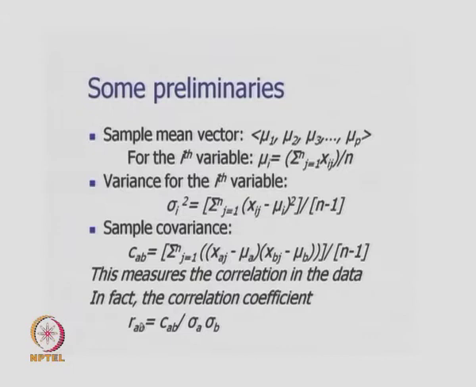In fact, the correlation coefficient is nothing but R_AB, which is equal to the covariance between A and B divided by sigma A and sigma B, the product of sigma A and sigma B. Okay. C_AB by sigma A sigma B, that is covariance divided by the standard deviation of the two attributes. So, this is the correlation coefficient.